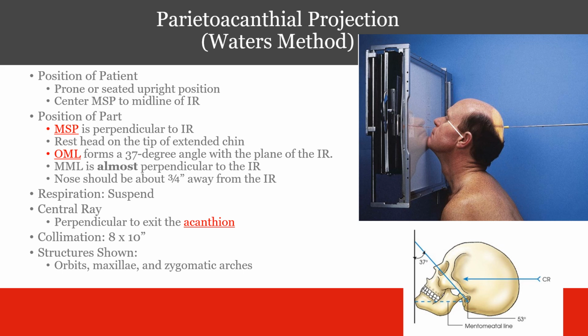And that's shown in this image down here, that we've got a 37-degree angle that's formed between the OML and the plane of the image receptor, and the MML is nearly perpendicular with the image receptor. The nose should be about 3/4 of an inch away from the image receptor. We're going to suspend respiration and we're going to exit the acanthion. Our collimation's an 8 by 10, and we're going to visualize the orbits, the maxilla, and our zygomatic arches.